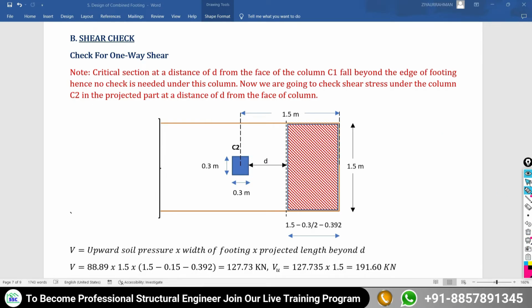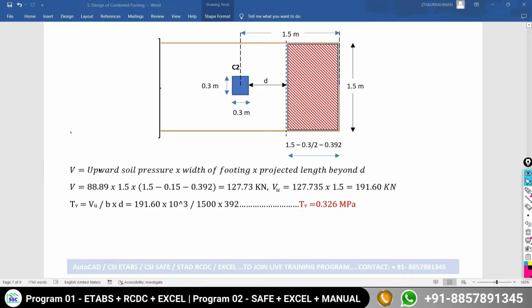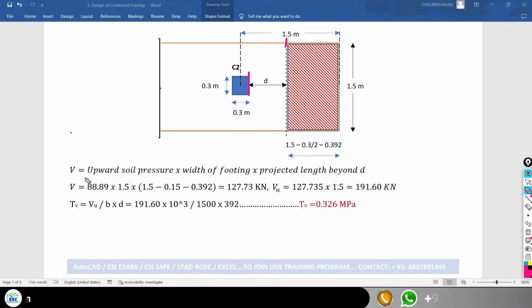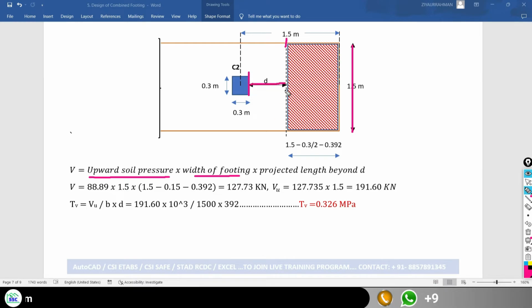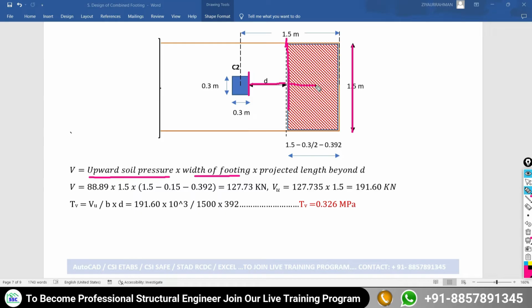So what is the formula? The formula to find out the shear force that is going to be developed at a distance of D from the face of column C2 is upward soil pressure multiplied by width of the footing multiplied by projected length beyond D. If you consider the critical section at a distance of D, how much remaining projected span of the footing is there?